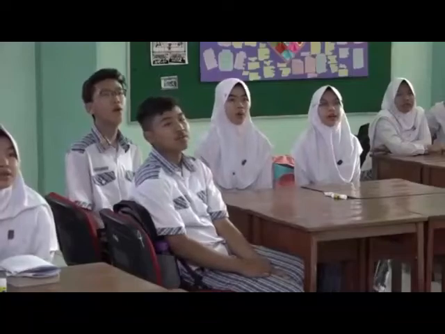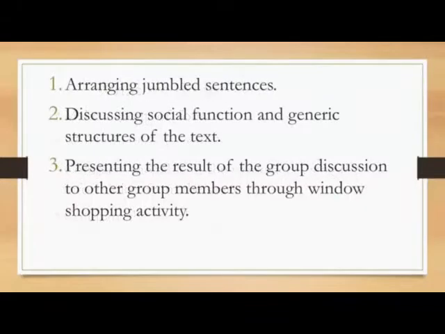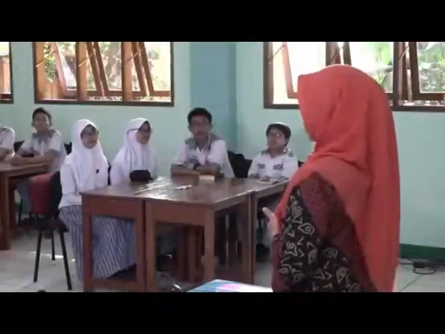Make a group of 4. Watch the video carefully. Complete the table in the worksheet using the information from the story. Compare the social functions and the structures of some narrative text by arranging jumbled sentences, discussing social function and generic structures of the text, presenting the result of the group discussion to other group members through window shopping activity.